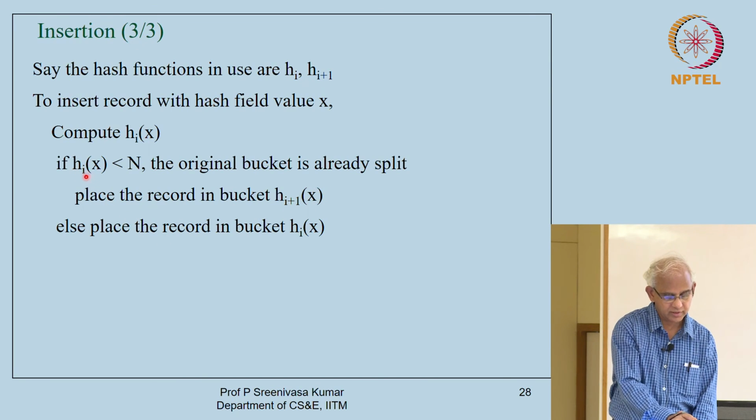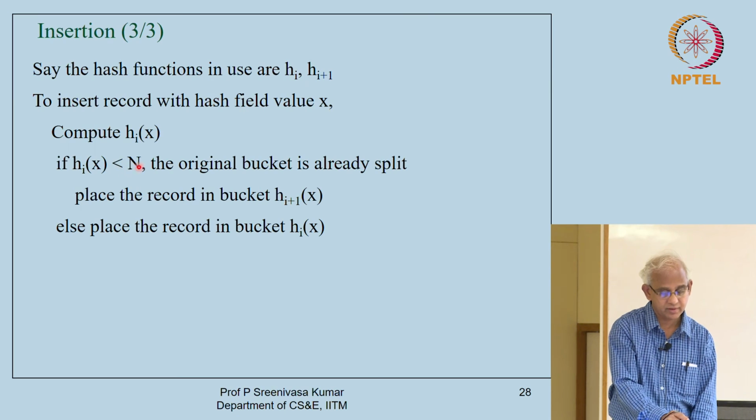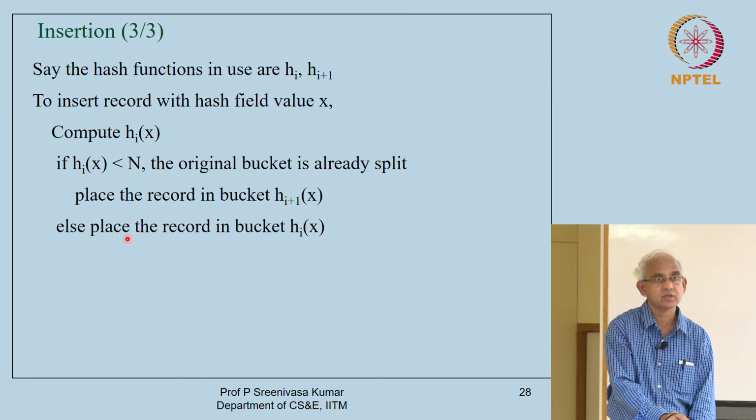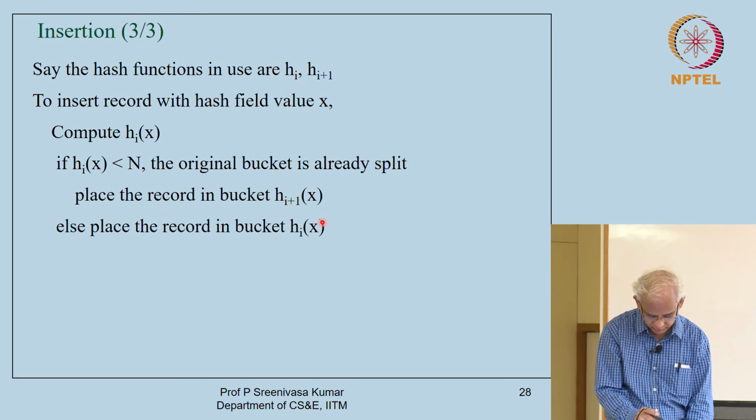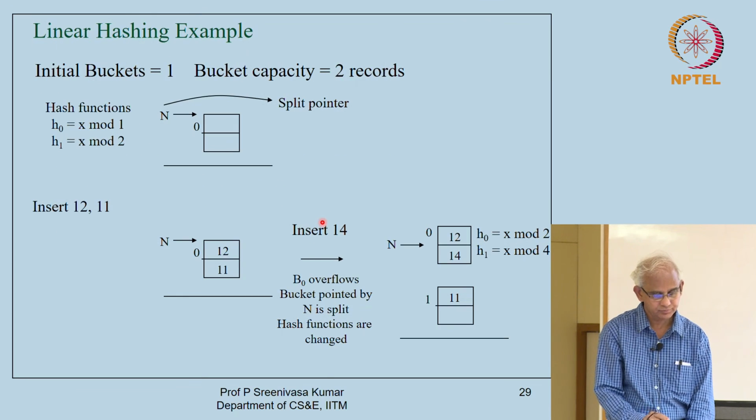In case h_i(x) is not less than n, then you know that the original data bucket is not yet split, and so you can place the record in that bucket itself, directly. While placing the record, especially in the original data buckets, there might be an overflow problem, in which case you go to the overflow chain and insert the record there. So this is how linear hashing works.